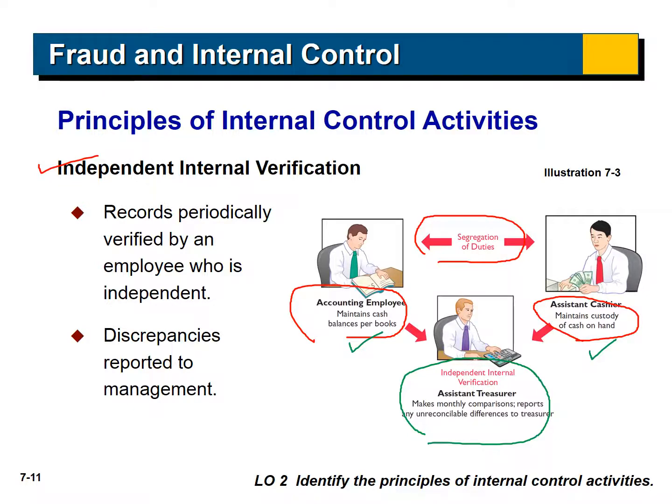So for example, the assistant treasurer could make monthly comparisons between the cash on hand and the cash per books. And then, so that person needs to be independent, just means different from one of those other two people. And then discrepancies are reported to the higher management.